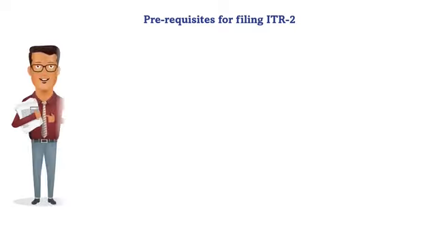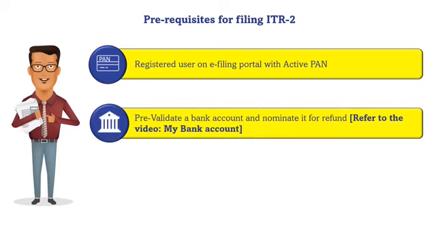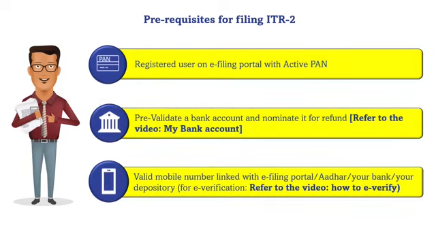In order to file Form ITR-2, you should be a registered user on the e-filing portal with an active PAN. In case of refund, you must pre-validate a bank account and nominate it for refund. You should also have a valid mobile number linked with the e-filing portal, or a mobile number linked with your Aadhaar, your bank, or your depository for the purpose of e-verification.